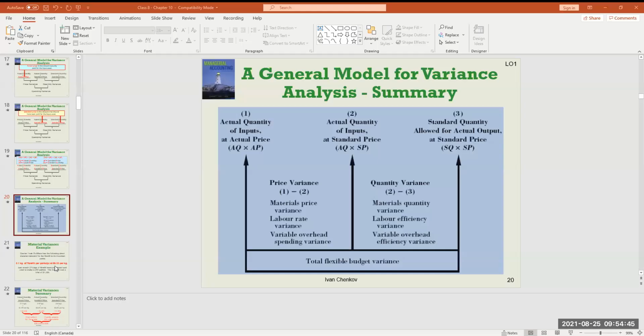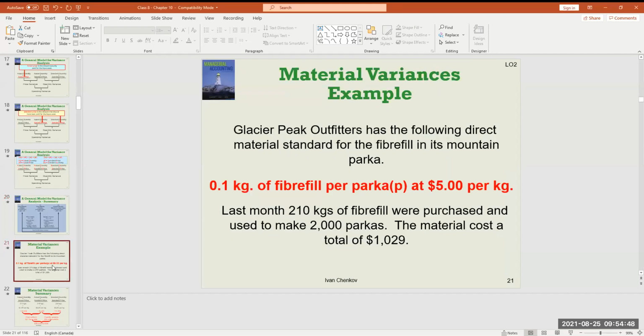And now on the new recording, let's go back to the Excel spreadsheet. Not the Excel spreadsheet. First, let's go back to the slides. And this is the question that we're going to do. Now we're going to start working first with the direct material variances. We're going to use this example. We're going to do it together, and we're going to do another example together.